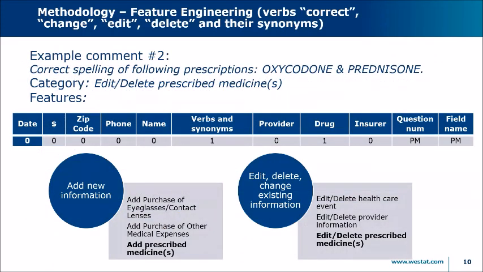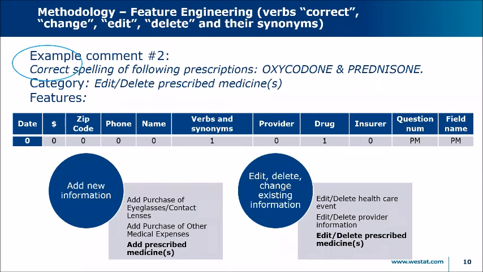As I said, we detect some verbs, including correct, change, add, and delete, and their synonyms from the sentence. As you see in this second example, we have "correct spelling of following prescriptions," and it's classified as add and delete prescriptive medicine. So we see "correct" in the sentence, and that's why we flag the verb and synonym features as well.